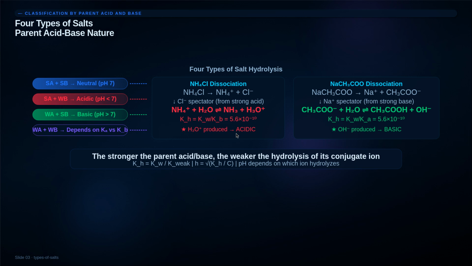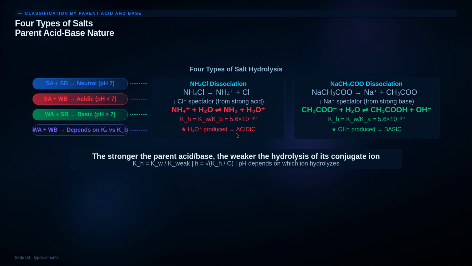Third, salts from a weak acid and a strong base, such as NaCH3COO from CH3COOH and NaOH. The anion from the weak acid undergoes hydrolysis, producing a basic solution. Fourth, salts from a weak acid and a weak base, such as NH4CH3COO from CH3COOH and NH3.